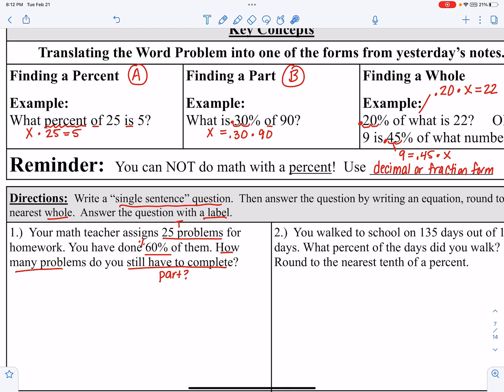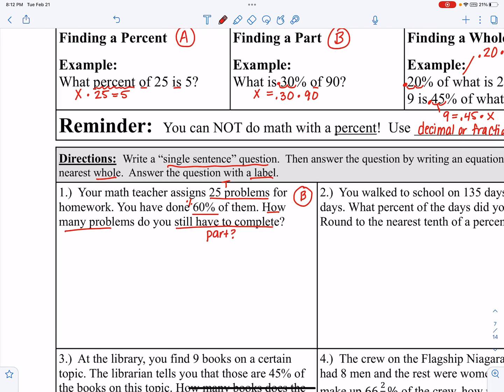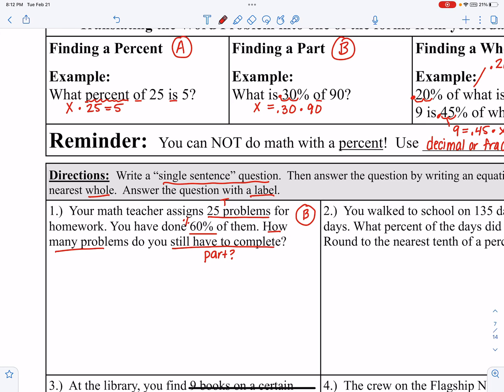Finding a percent, well, I already have the percent, so it's not that. Finding a part, it says how many problems do I still have to complete? That's definitely a part. So we're going to be using this format here. I'm going to label this type B, just to make that connection. So let's imitate that. We have what is, and we're going to rewrite the simple sentence question.